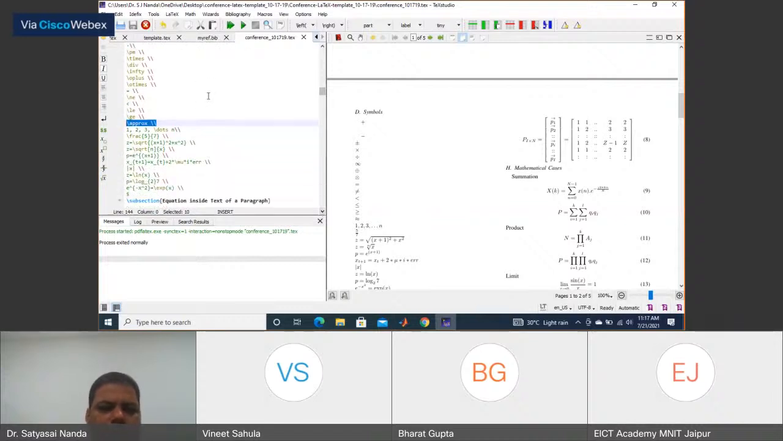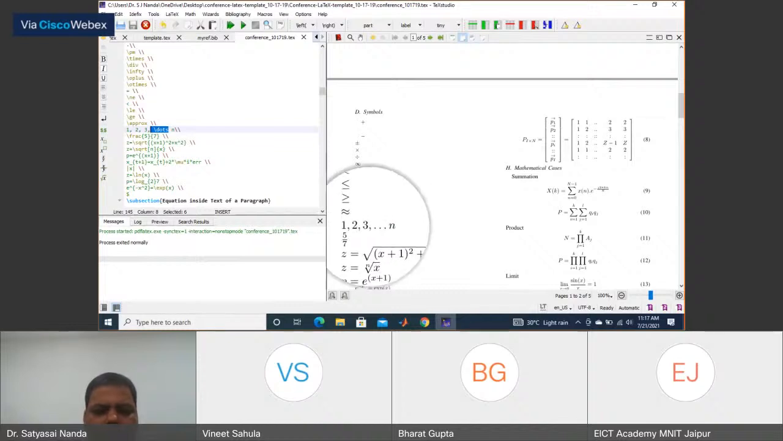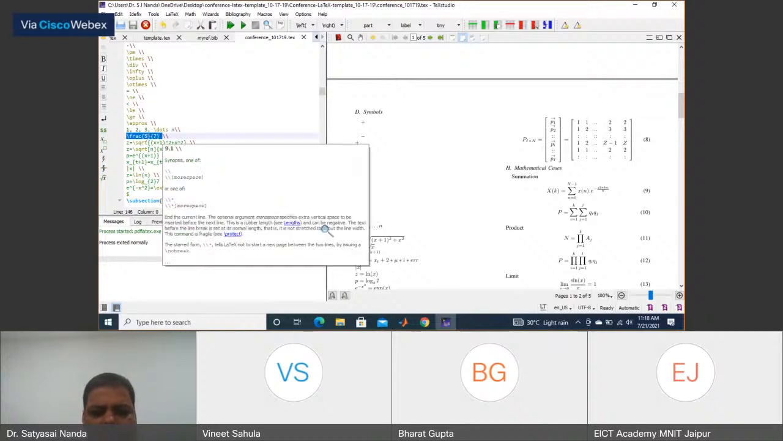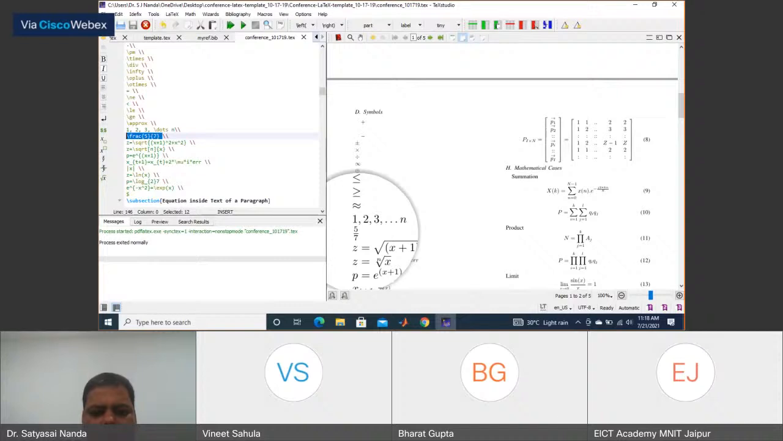Then suppose we are writing 1, 2, 3 and there are many dots we have to put. Instead of manually inserting the dots, you can use the word \dots, which will make it uniform. One \dots will insert 3 dots, and you can insert many \dots also. Then for writing a fraction, you have to use \frac, then the numerator followed by the denominator. So \frac, then 5 by 7. I have shown 5 by 7 over here.